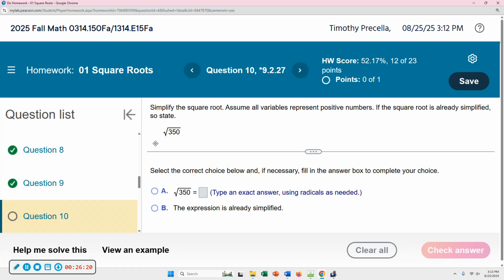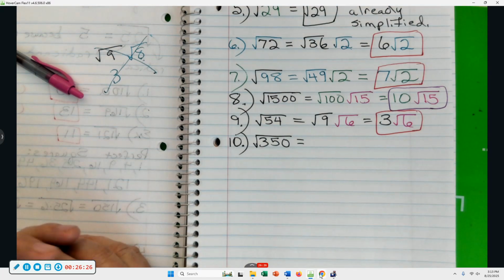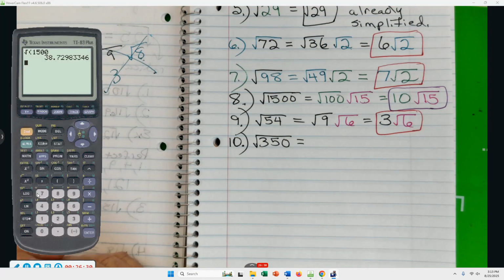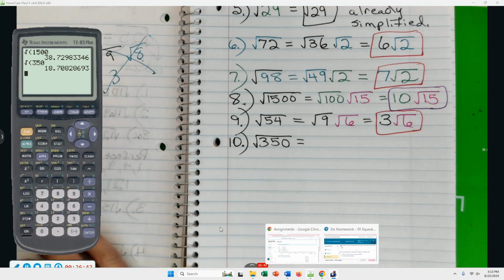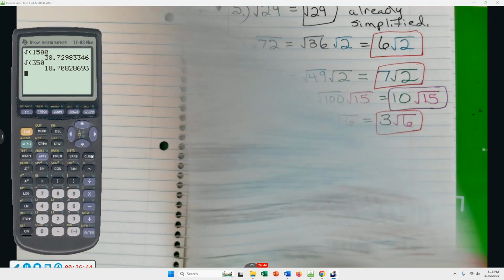Well, 350. Y'all think that's a perfect square? Do you think we're lucky? Is it going to be a perfect square? What do y'all think? Where's our calculator? Oh yeah, let me see. Square root 350. On this calculator, I don't have to close those parentheses. Nope. So 18 point something, so look, it's not a perfect square. I'm going to start dividing.